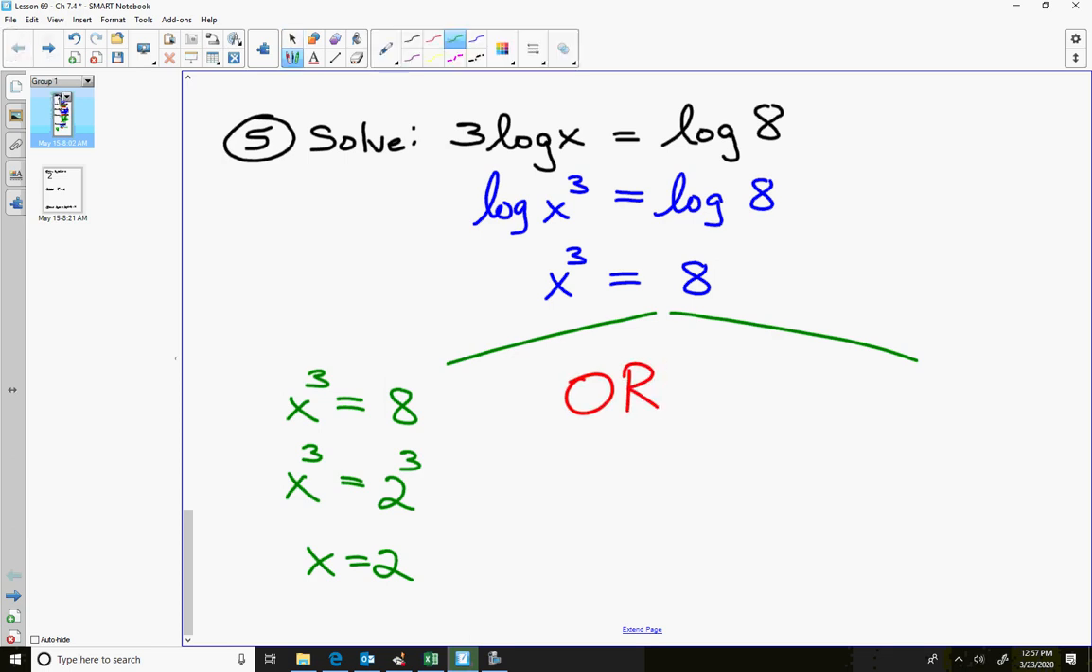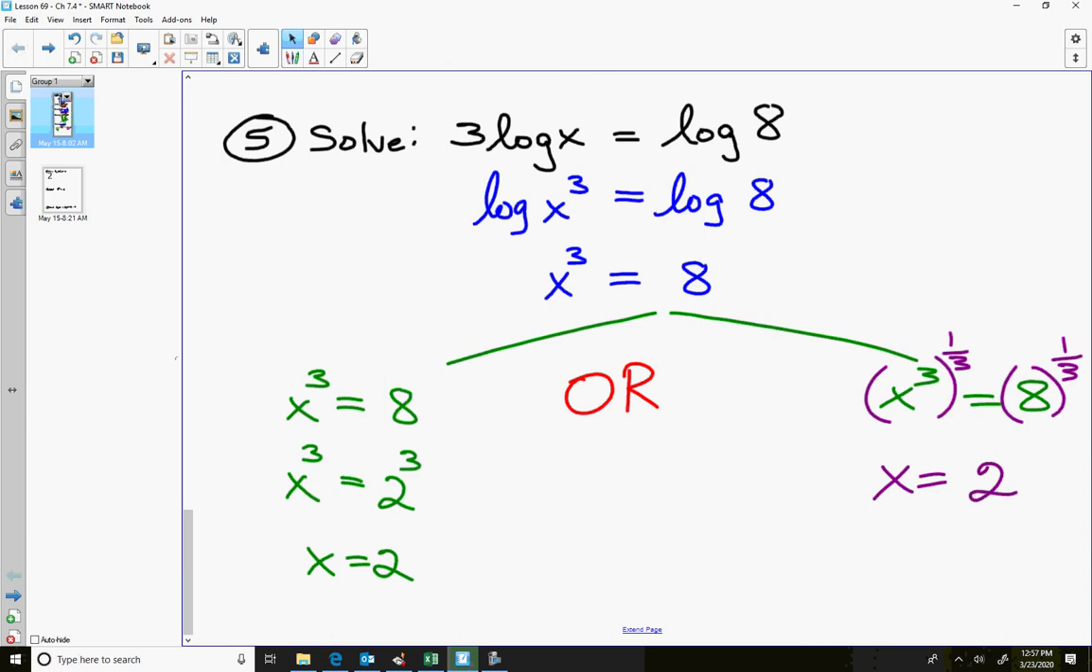Or you could have simply taken the cube root of both sides. If you took the cube root of both sides, the cube root of 8 is 2. We get the same answer either way. Doesn't matter which way you look at it. And again, we get x equals 2. You go back and you double check the argument, and the argument this time was x. So that works.